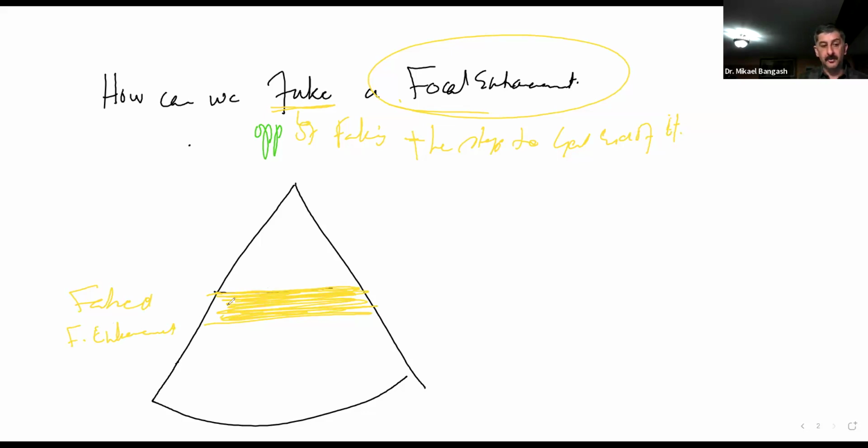Is there anybody who will be able to tell me what they think that we did to fake the focal enhancement, or produce a fake focal enhancement? You have incorrect time gain compensation. Amelia? You have incorrect time gain compensation settings. Yes, Kristen. Your answer is right, but would you like to elaborate on the term incorrect?